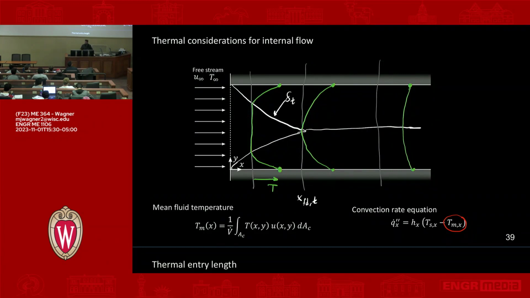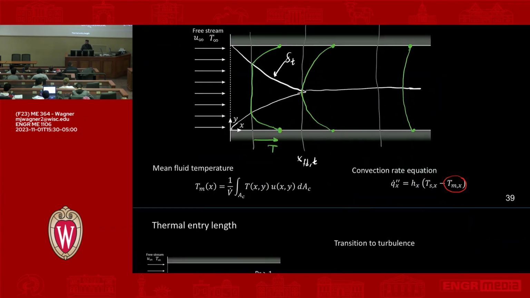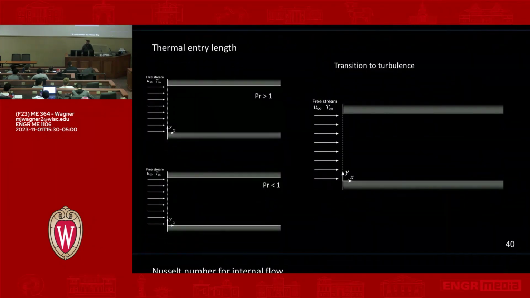Let's see. So that's some thermal considerations. Let's go through the Prandtl number. This will be real quick, and then we'll get through to the next part. I just wanted to sketch what it looks like for the thermal and the momentum boundary layers to grow at different rates. So let's say we have a Prandtl number of greater than 1.